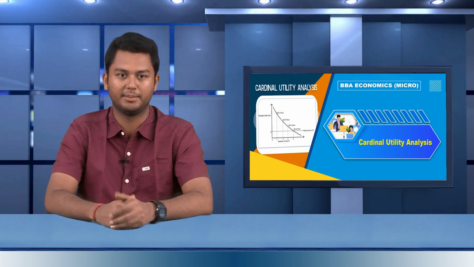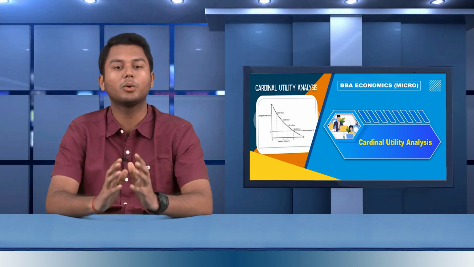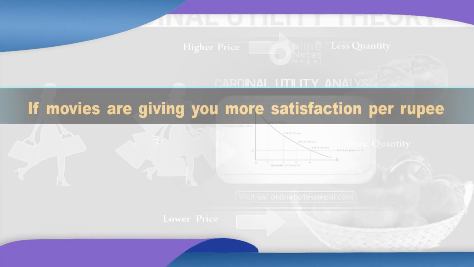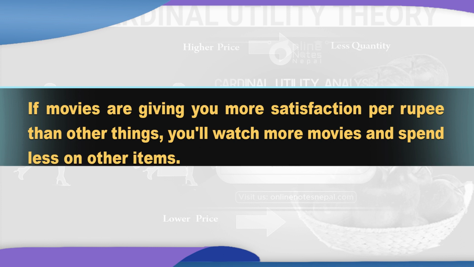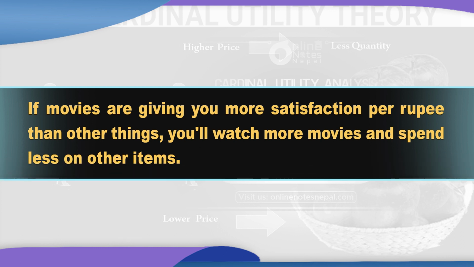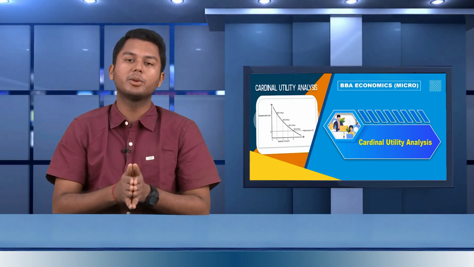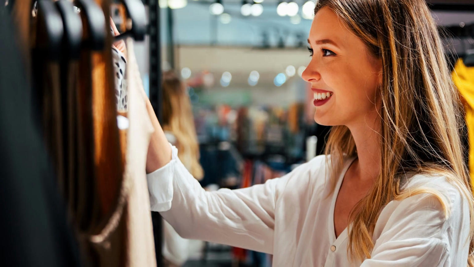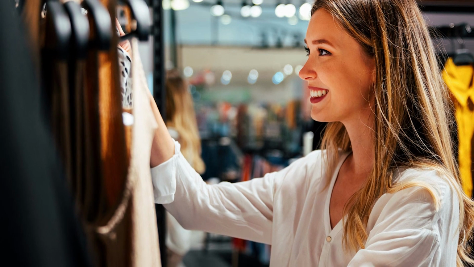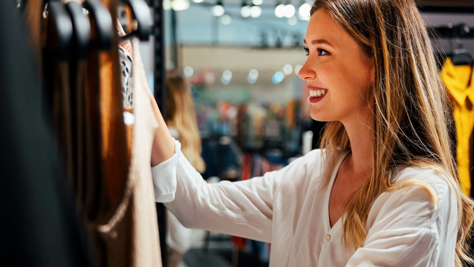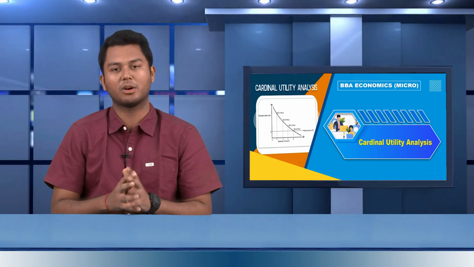You are in equilibrium. If you are not in equilibrium, you would naturally want to adjust your consumption. If movies are giving you more satisfaction, for example, per rupee than other things, you will watch more movies and spend less on other items. This shifts your consumption until you reach an equilibrium point. This adjustment process happens automatically as consumers make choices. You don't need to consciously evaluate utilities. You naturally move towards the combination that makes you happiest within your budget constraint.